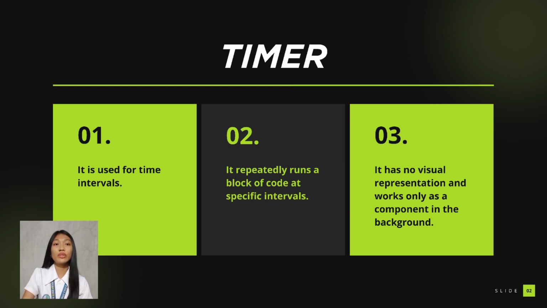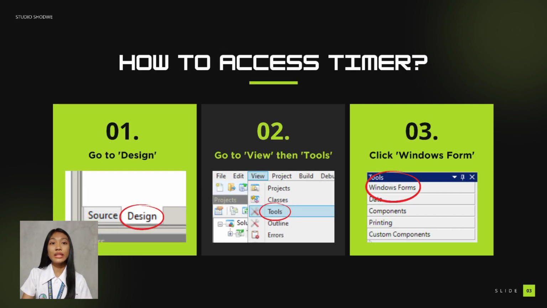It has no visual representation and works as a component in the background. Unlike other form controls from the toolbox like the text box, the label, the button, which can be modified through the code in source and still be visible in the actual application, the timer is just part of the process of getting the values to display in the application. Now, let's learn how to access the timer.